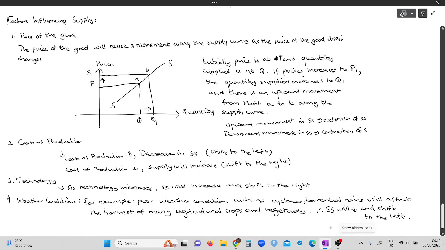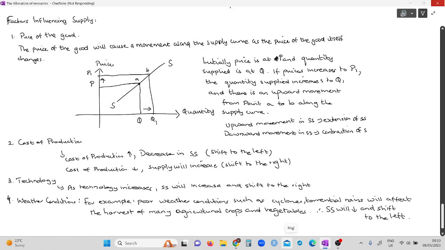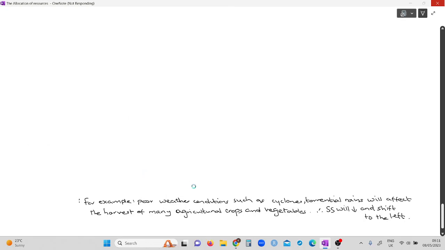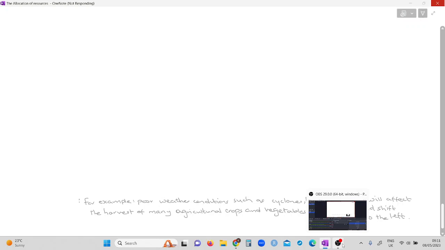So I will show you how we can show the supply curve and shifts in the supply curve. A shift can be to the left or to the right, a little like demand. Apart from these four factors influencing supply, we have other factors, for example government policy. If the tax increases, producers will be discouraged from producing, so that the supply will decrease. So these are some ways that supply can be affected.